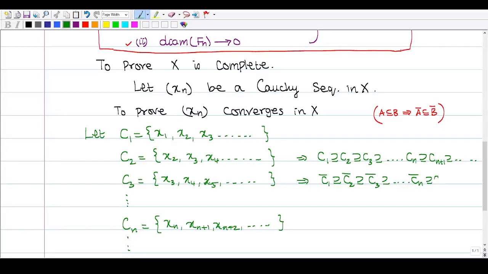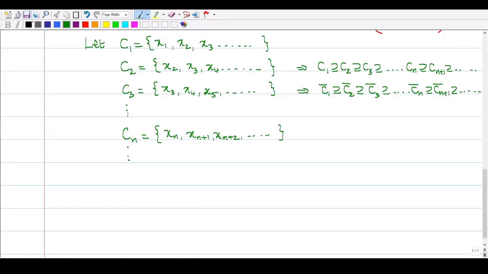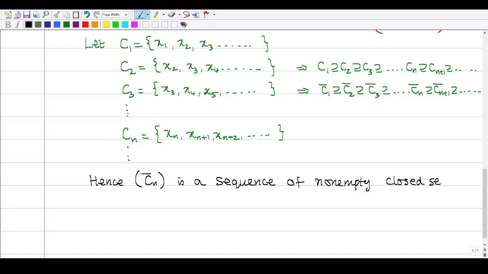சரி இது போயிருச்சு. அப்போ எனக்கு we can consider now, thus, hence, this Cn closure, okay, this is a sequence of non-empty closed sets such that என்ன கிடைக்கும் அப்படின்னா this C1 closure contains your C2 closure contains Cn closure contains your Cn plus 1 closure contains... இப்படி போய்கிட்டு இருக்கு. ஓகேங்களா? ஸோ திஸ் இஸ் அ டிக்ரீசிங் சீக்வன்ஸ் ஆஃப் நான்-எம்ப்டி க்ளோஸ்ட் செட்ஸ்.